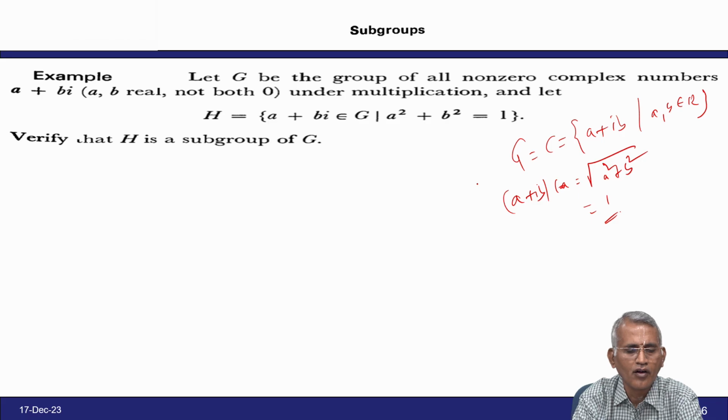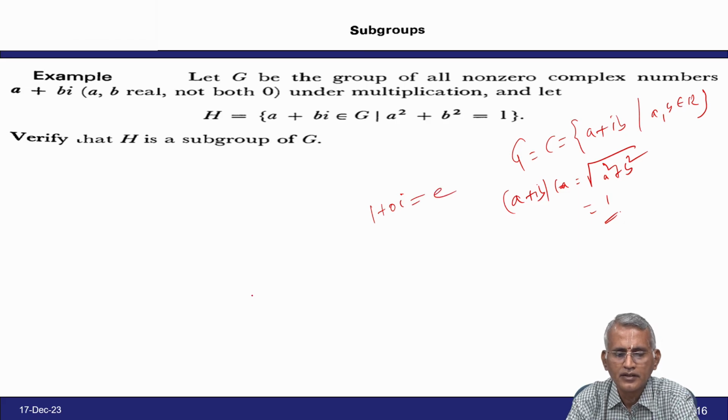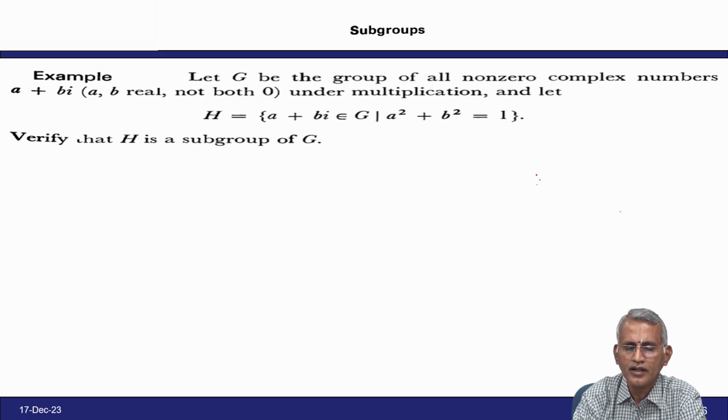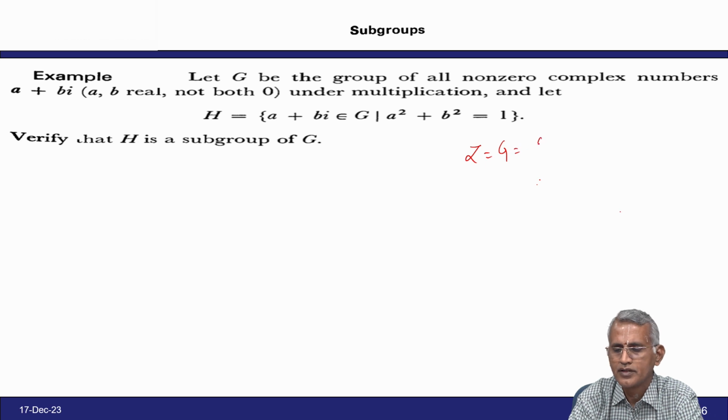A and B are real but not both 0. So, we have to consider 1 plus 0i as the identity, and then we can easily find the inverse under multiplication. So, we have to check here z equal to a plus ib, which is a complex form. Then I say, check the closure.